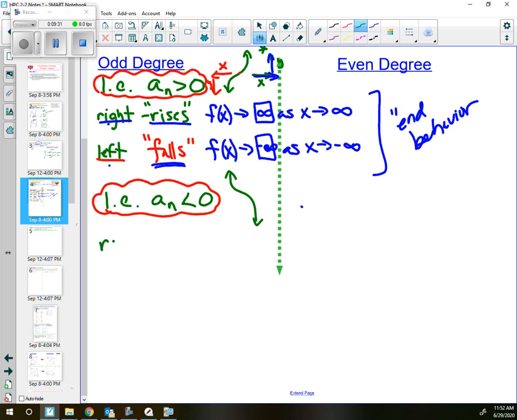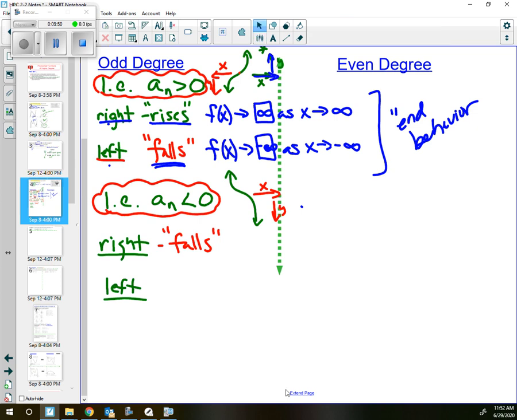So what happens on the right side of the graph now and what happens on the left-hand side of the graph? All right, let's talk about the right-hand side of the graph. So the right-hand side means as x is getting bigger, what's the y doing? Well, it's going down. It's falling. So on the right side of the graph, it's falling. And then let's talk about the left-hand side. As the x gets smaller, so as the x is going that direction, what happens to the y's? They're going up, so it's rising. So it falls on the right and it rises on the left. So it's the exact opposite. It's flipped. Well, of course, if you make that leading coefficient negative, that's what's going to happen.